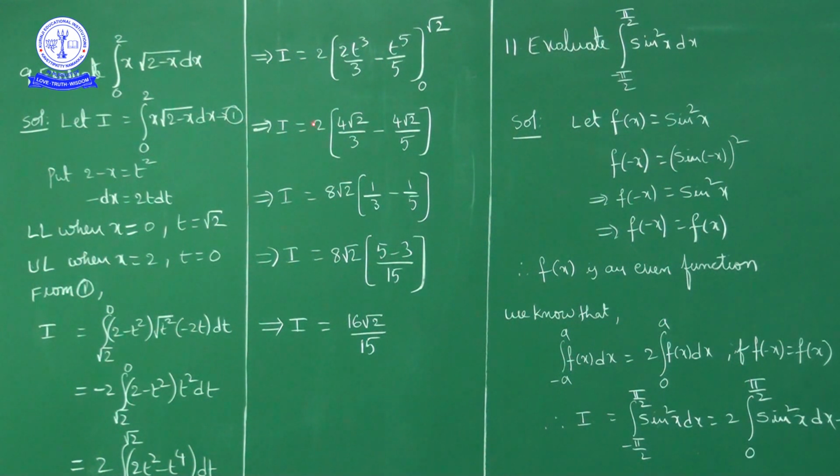Okay, 4 root 2 common. So what will we get? 2 into 4 root 2, 8 root 2 into 1 upon 3 minus 1 upon 5. Take LCM, 15: 5 comes to this side and 3 comes to this side, 5 minus 3, 2. 2 into 8 root 2, 16 root 2 upon 15. That is the final answer. Okay. Next question.